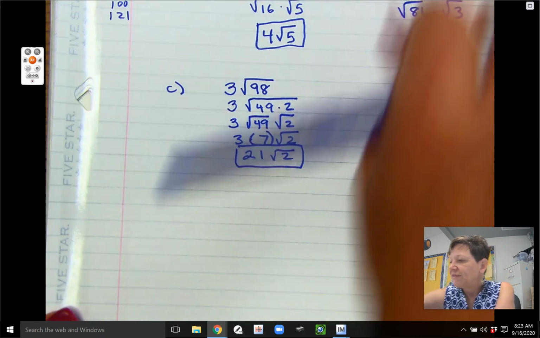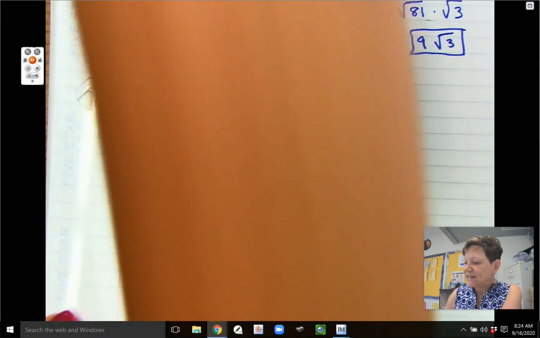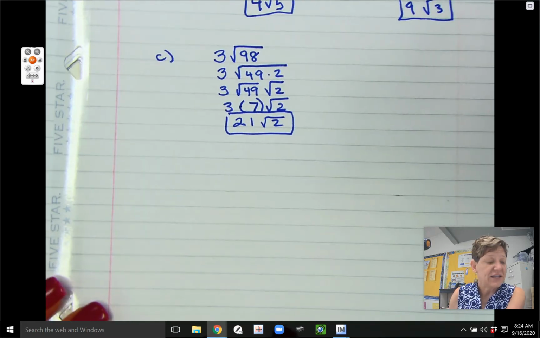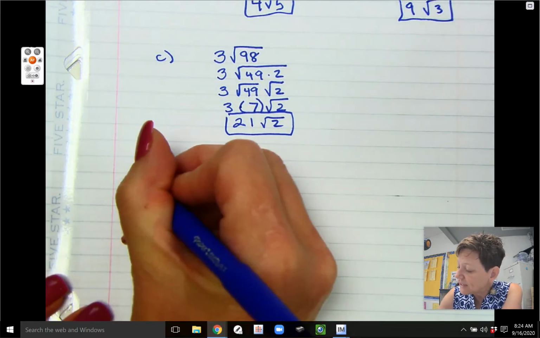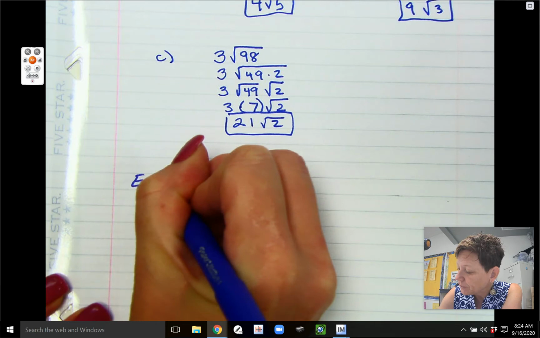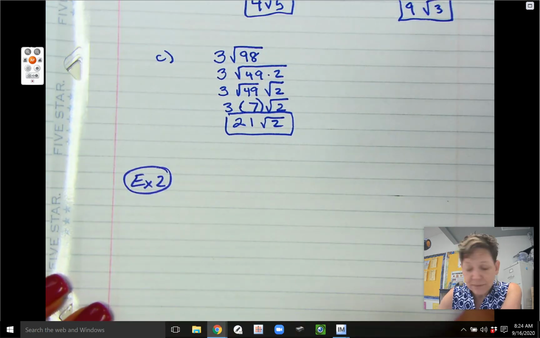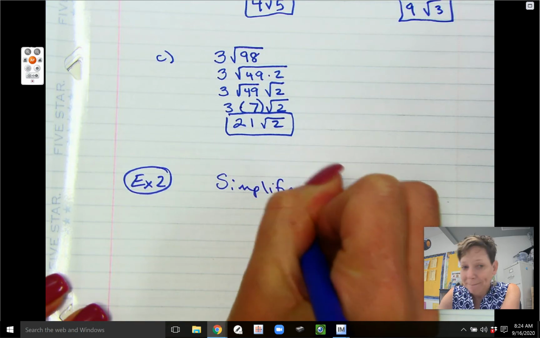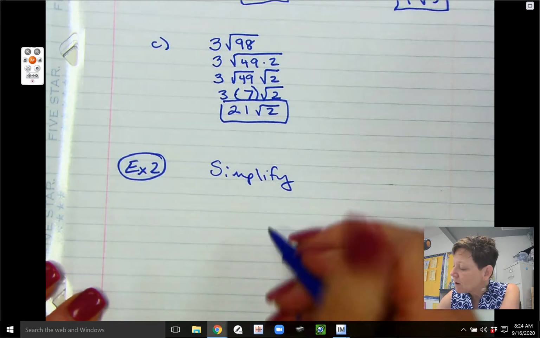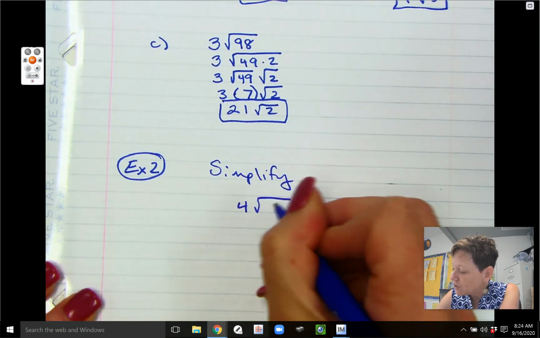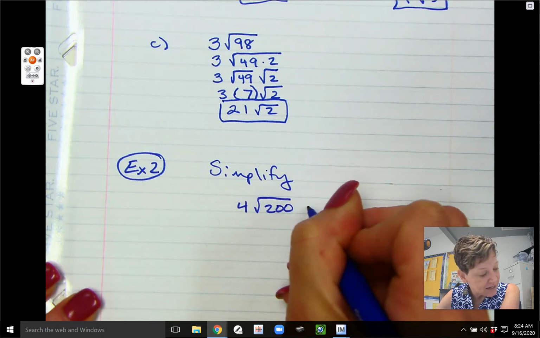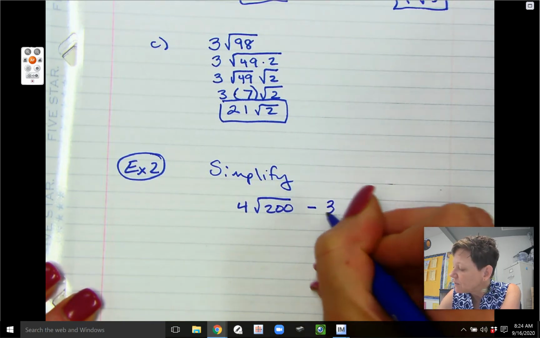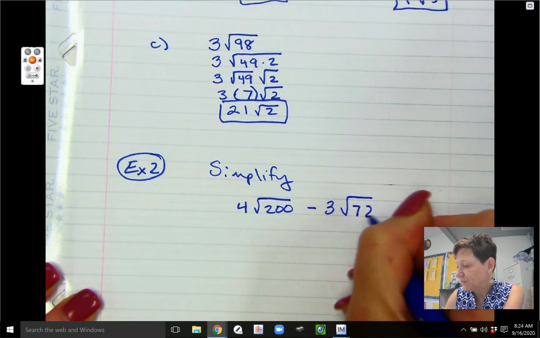Let's simplify a radical, but this time the radical might have addition or subtraction. So let's look at example 2. In example 2, we have simplify 4 square root of 200 minus 3 square root of 72.